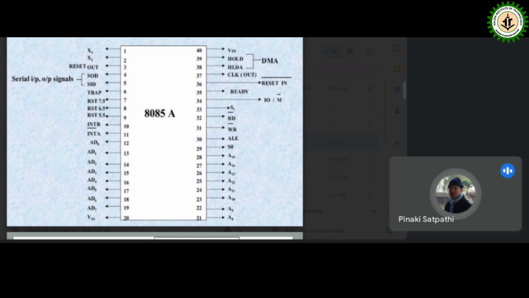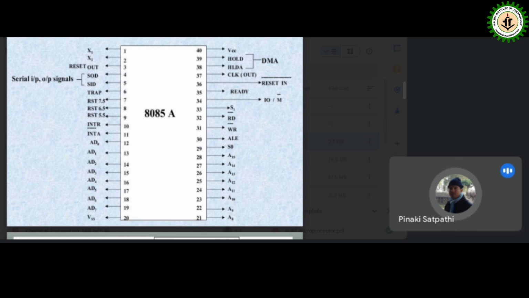Next one is control and status signals. Within that, our first signal is the ALE signal, known as the address latch enable signal. It is an output signal from the microprocessor. When this signal is high, AD0 to AD7 carry the lower byte address. When it is low, AD0 to AD7 carry the data part.